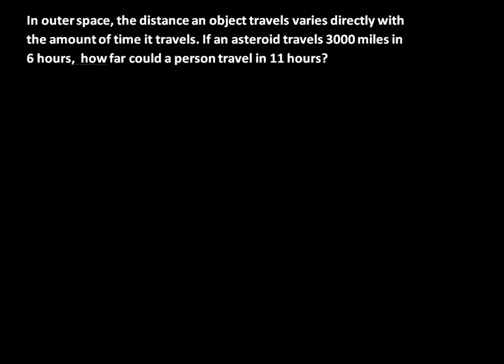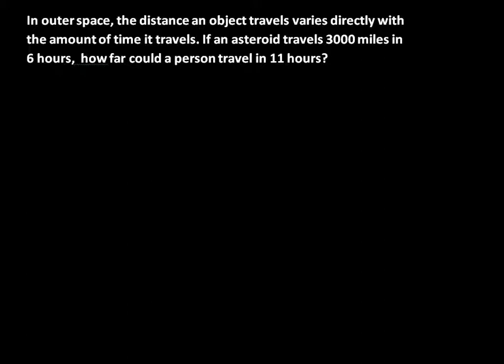Okay, so in this problem it says, in outer space, the distance an object travels varies directly with the amount of time it travels. If an asteroid travels 3,000 miles in 6 hours, how far could a person travel in 11 hours? So we're going to use what's called direct variation for this one. You can see that in the description of the problem it says varies directly.